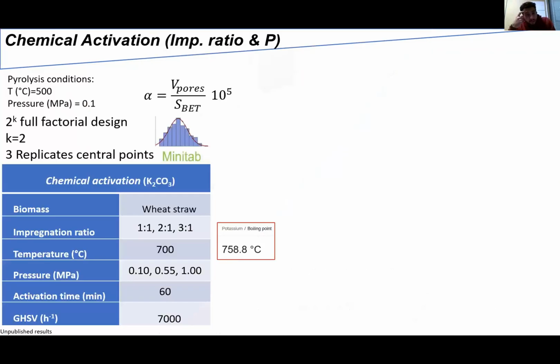In order to study the effects of the impregnation ratio and pressure, we have done again the same study with a 2^k factorial design. In this case, the two factors were the impregnation ratio, 1:1, 2:1, and 3:1, and the activating pressure. We kept the temperature constant at 700 degrees C in order to avoid leaching of metallic potassium with the gases flow.